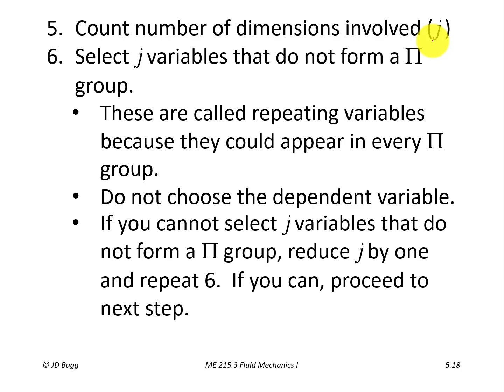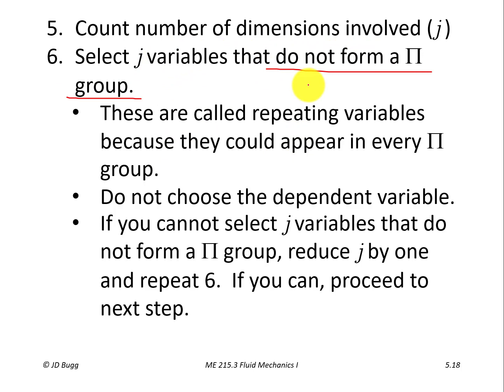Sometimes at this stage we find that it's actually impossible to select j variables that do not form a pi group. And so that's an important aspect. So if you select your variables and you look at them and you see, you know what, I can actually arrange these j variables into a pi group, then that is not a valid selection for the set of repeating variables. Remember up here, these repeating variables do not form a pi group. They cannot form a pi group.